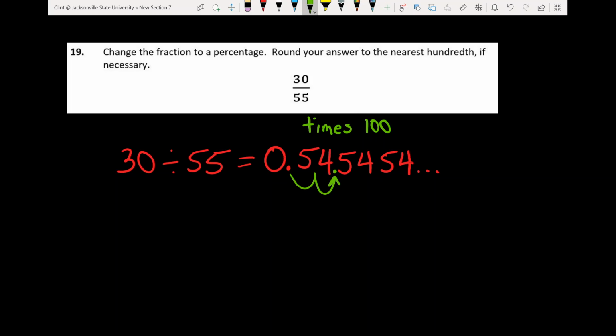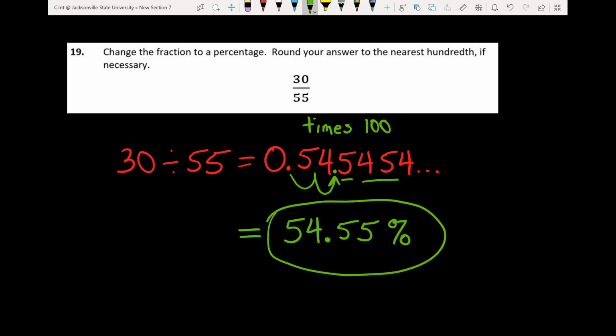So our percentage here is going to be, we move our decimal place, so we get 54 point 545454, but it says round our answer to the nearest hundredth, so that means we want 2 places after the decimal. Since the third place after the decimal would be a 5, we're going to round up, so we'll end up with 54.55, and this is a percentage, so we'll put our percent sign there. 54.55%.